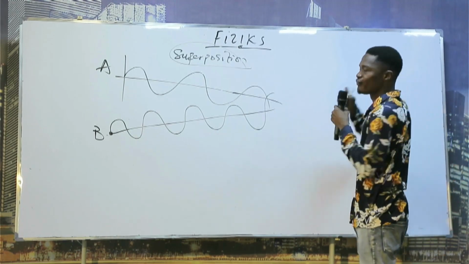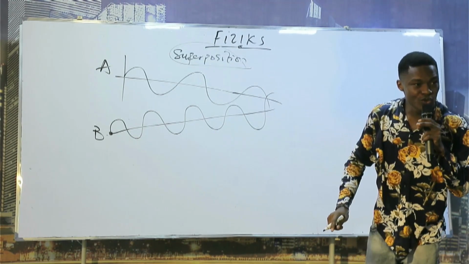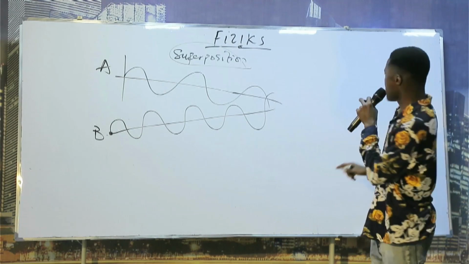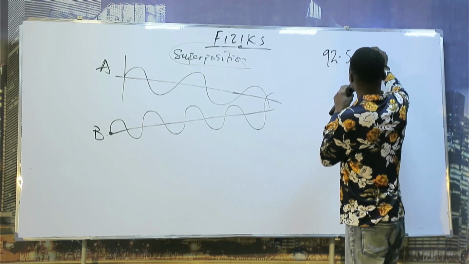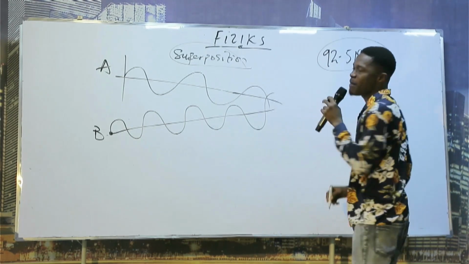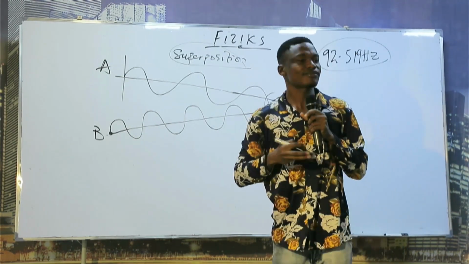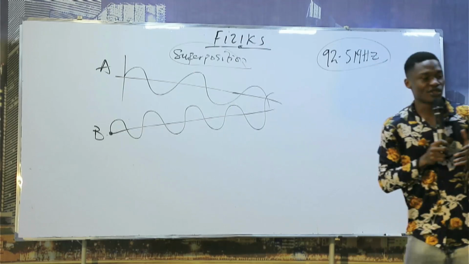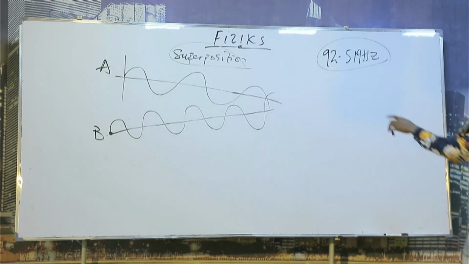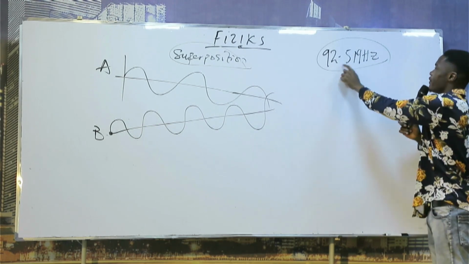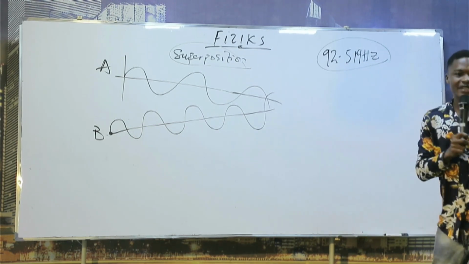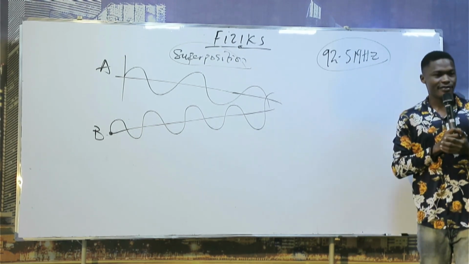Now, an example. Dream FM Enugu, what is their channel number? 92.5 megahertz. Now, that number is actually a frequency. So if I want to listen to Dream FM, for example, I will go there on my radio and tune the radio to 92.5, and I will start hearing whatever they are doing in Dream FM.